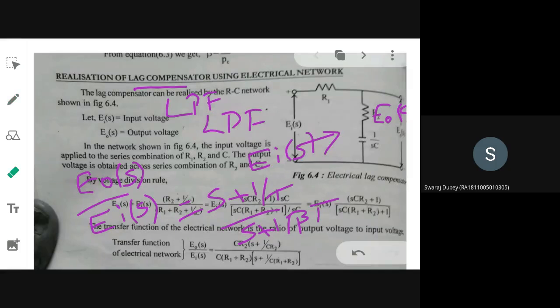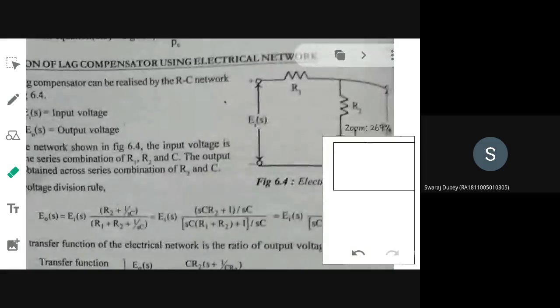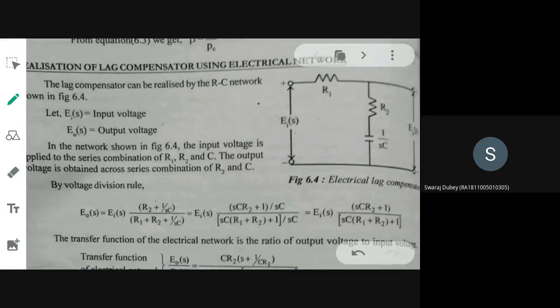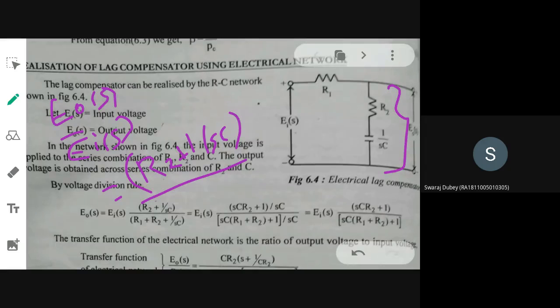So how will you do that? By voltage division you can do. Okay, I want the ratio between E naught of S divided by EA of S. That is what I want. So E naught of S is the voltage across this parallel branch. So this will be equivalent to R2 plus 1 by SC. Then divided by EA of S, if you see, it is the voltage across all these combinations, so R1 plus R2 plus 1 by SC.